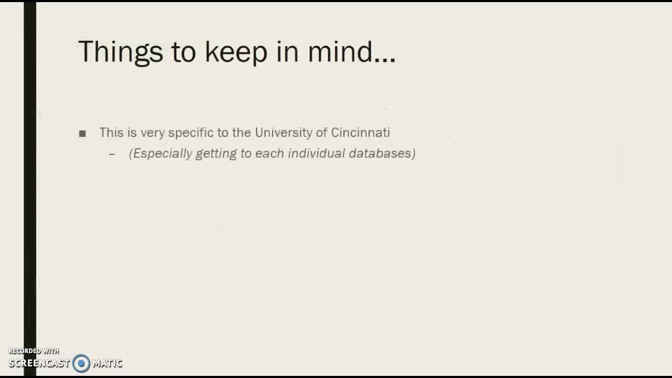Things to keep in mind. These are very specific to the University of Cincinnati, and when I say that, I don't mean to exclude anyone. However, some of the databases are limited to the universities due to the login information. So I know that JSTOR will ask for login information, and Academic Search Complete is accessed through UC's library page. So keep that in mind. I know other universities may have access to these, but the beginning step may be a little different. So keep that in mind.